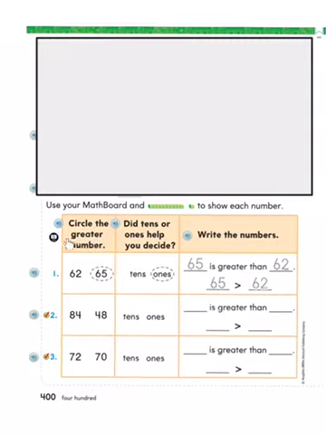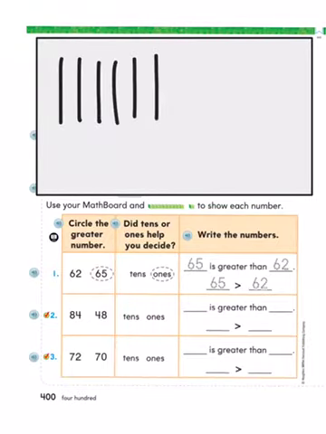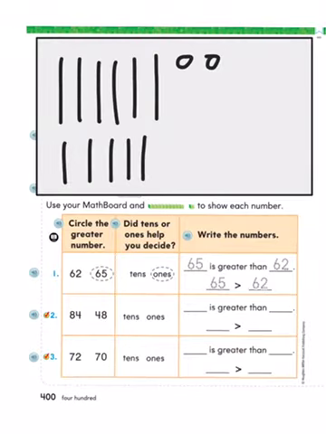Circle the greater number. We have 62 and 65. So right now I know that I'm going to draw 62 and I'm going to draw 65. So let me do that now. 10, 20, 30, 40, 50, 60, 61, 62. Now I'm going to draw 65. 10, 20, 30, 40, 50, 60, 61, 62, 63, 64, 65.